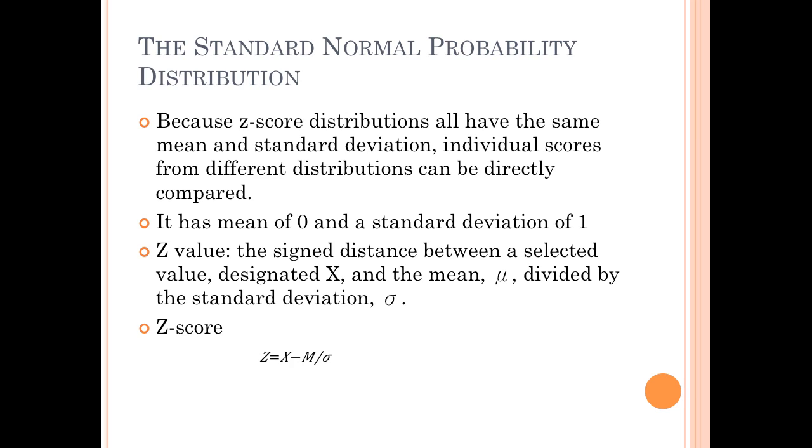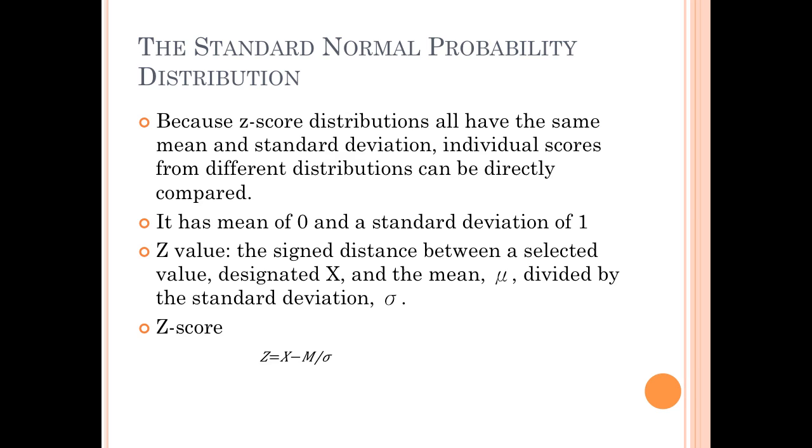The standard normal probability distribution is a regular normal curve distribution, and z-score distributions, which are standard normal probability distributions, all have the same mean and standard deviation. Individual scores from different distributions can be directly compared. That's why we use them, so we can compare apples and oranges. It has a mean of 0 and a standard deviation of 1.